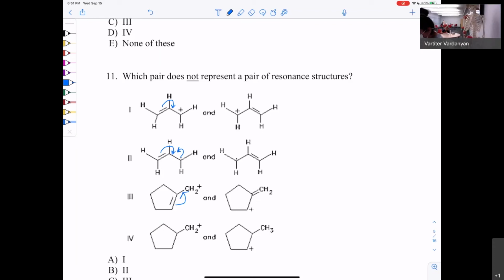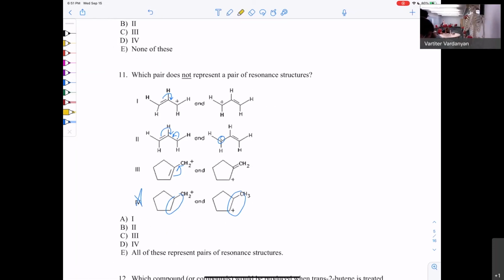Wait, can you explain the second one again? Yeah, so we're going to have 1 electron from the radical go here, and 1 electron from the double bond go here. And so that ends up making 2 electrons for the double bond, and that leaves 1 electron here to be a radical. And then the last one looks exactly like the one before it, except now there's no double bond. So it's just randomly picking up a charge and moving it. That's not resonance. So that does not represent a pair of resonance structures.